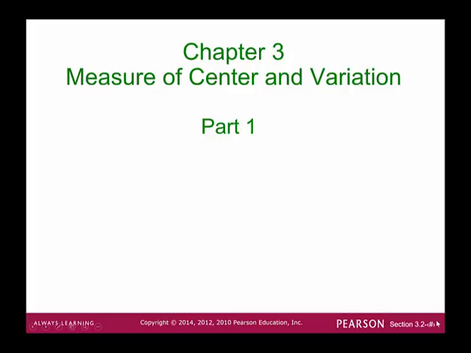Starting on chapter 3, we're going to talk about the measure of the center and the variations. We're going to focus on center, variation, distribution, outliers, and time. So CVDOT, those 5 most important characteristics of any data set.